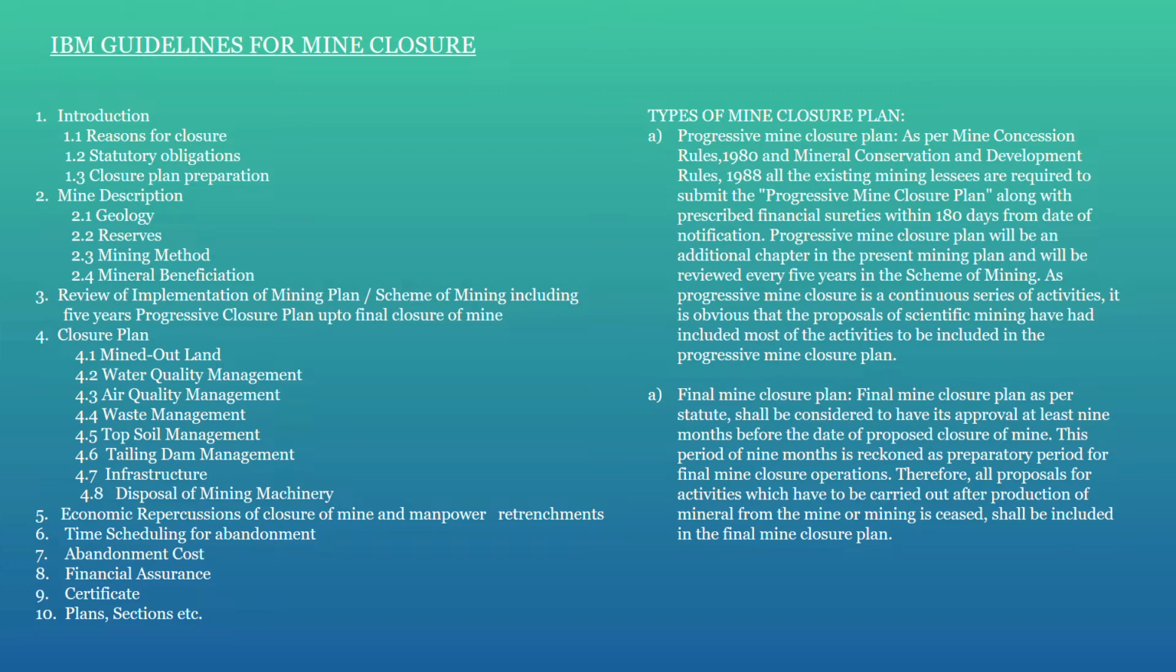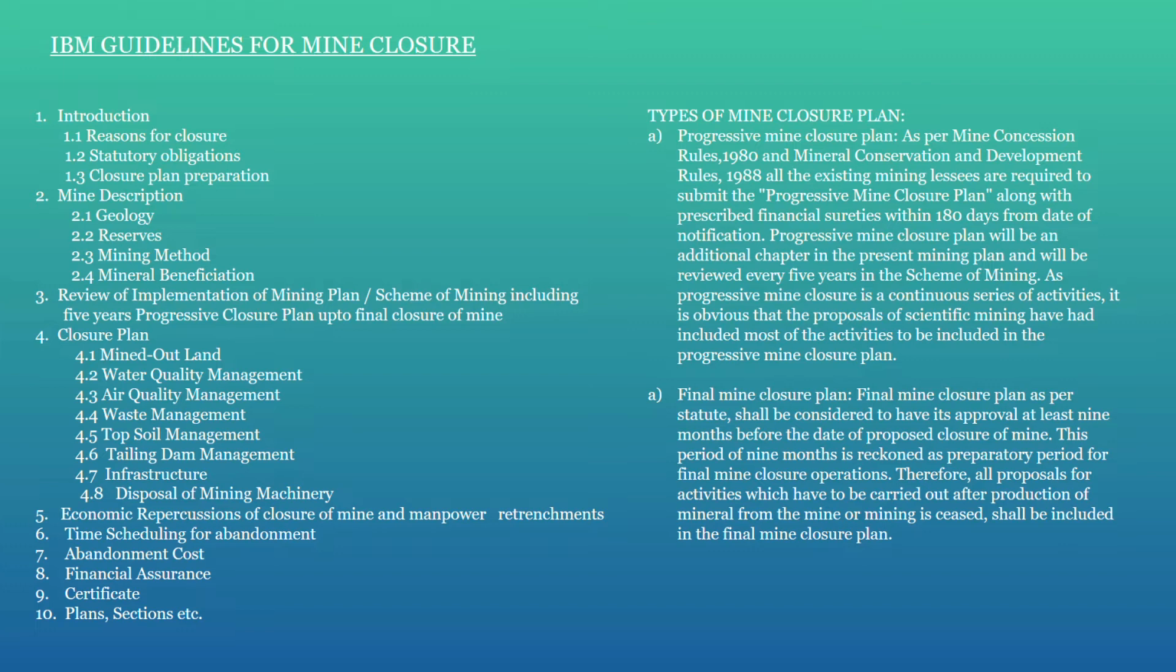The fourth is the actual closure plan, which emphasizes different characteristics such as the mined out land, water quality management, air quality management, waste management, topsoil management, tailing dam management, and so on. The next point is the economic repercussions, and it also includes a few other points such as time scheduling for abandonment, cost, financial assurance, certificate, plans and sections, etc. Mine closure plan can be broadly classified into two types: progressive mine closure plan and final mine closure plan.